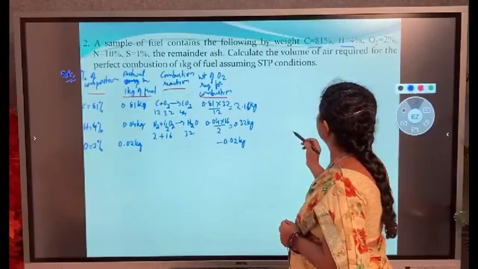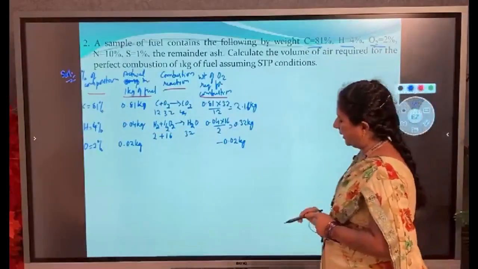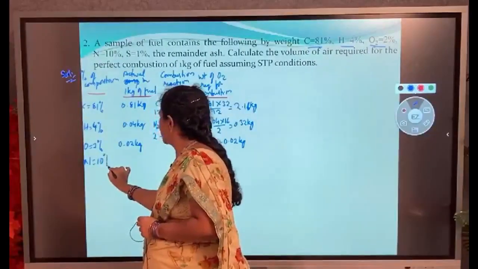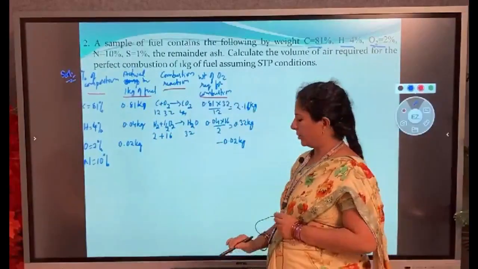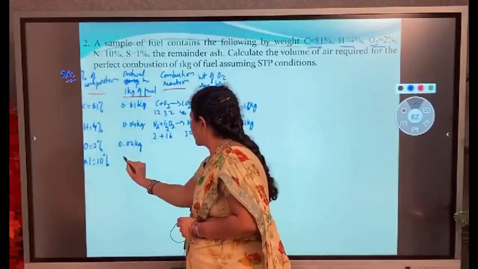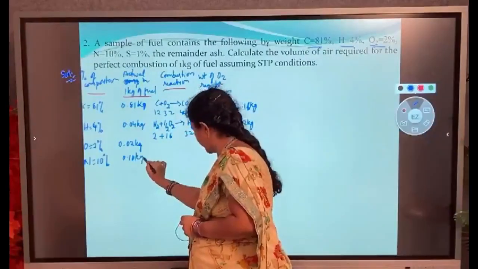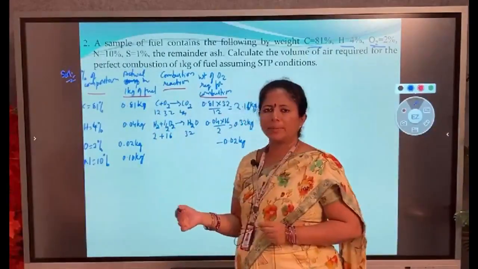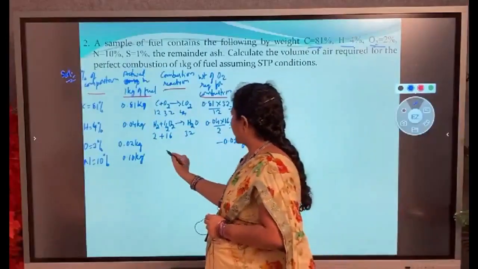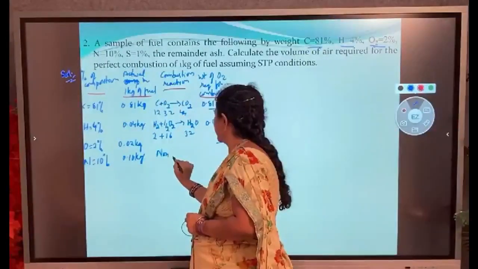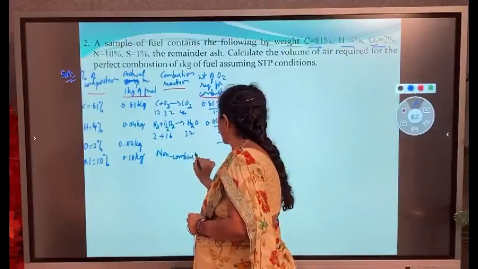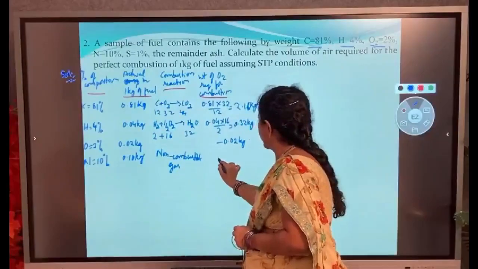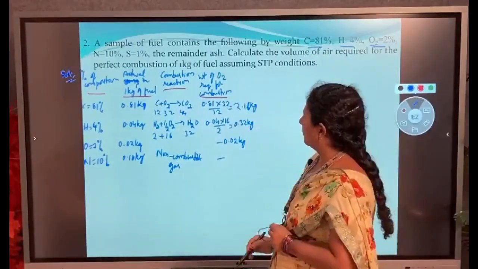Next composition given is nitrogen 10%. So the actual composition in 1 kg of fuel is 0.10 kgs, and here we won't write the combustion reaction. Why? Because nitrogen is a non-combustible gas. So this won't contribute to the calorific value.